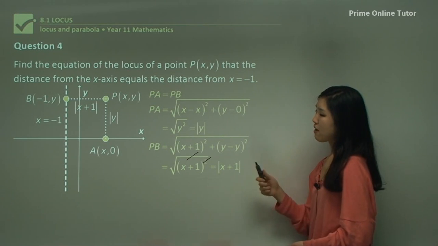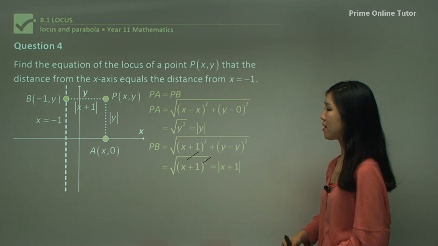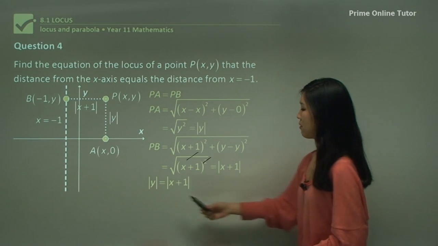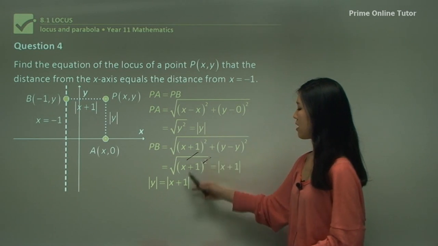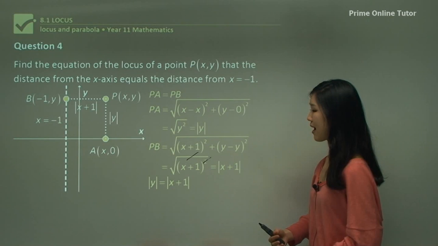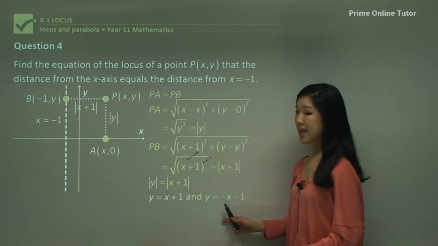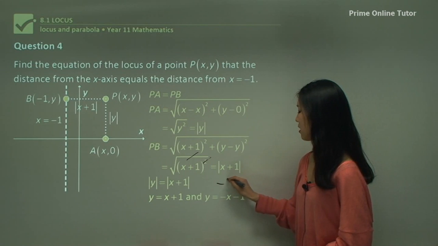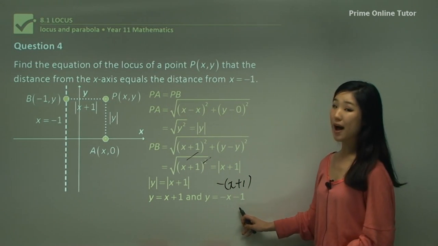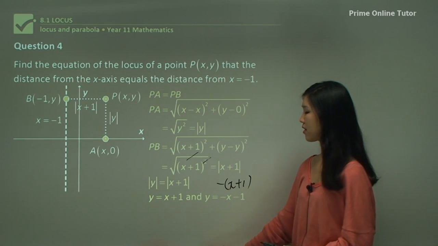Now, we've got PA, we've got PB. So I'm going to apply my condition that PA equals PB. This is PA, this is PB. So absolute value of y equals absolute value of x plus 1. Okay, so therefore guys, y equals positive x plus 1 and negative (x plus 1). Negative (x plus 1), if I expand that out, will be negative x minus 1. Okay, so again, we have two different equations for the locus.